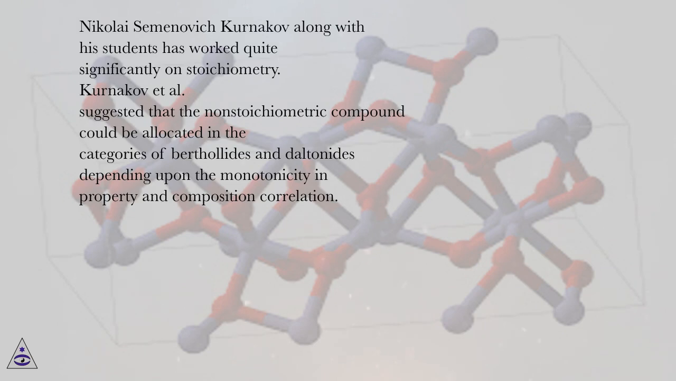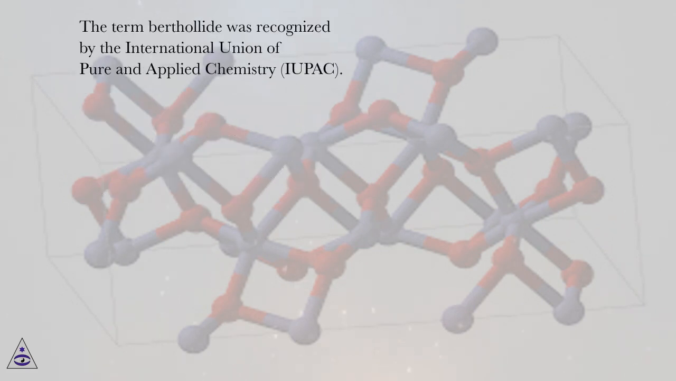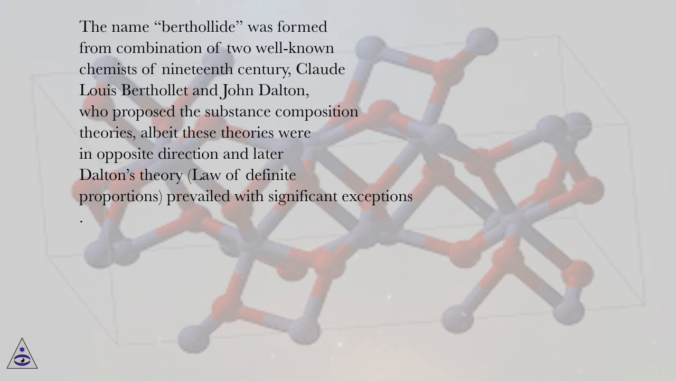Nikolai Semenovich Kurnakov along with his students has worked quite significantly on stoichiometry. Kurnakov et al. suggested that the non-stoichiometric compound could be allocated in the categories of berthollides and daltonides depending upon the monotonicity in property and composition correlation. The term berthollide was recognized by the International Union of Pure and Applied Chemistry, IUPAC. The name berthollide was formed from a combination of two well-known chemists of the 19th century, Claude-Louis Berthollet and John Dalton, who proposed the substance composition theories, albeit these theories were in opposite directions, and later Dalton's theory, the law of definite proportions, prevailed with significant exceptions.